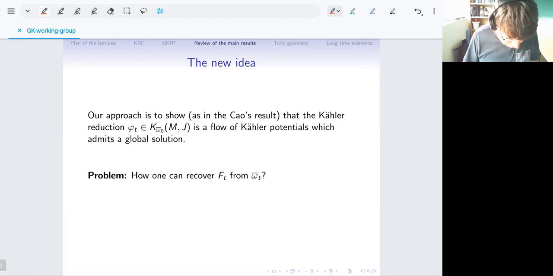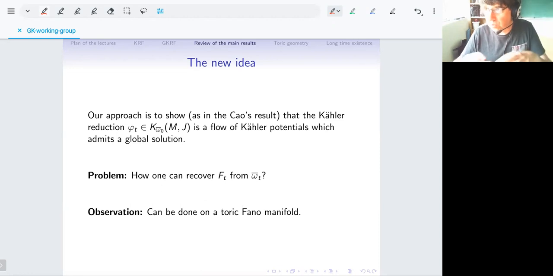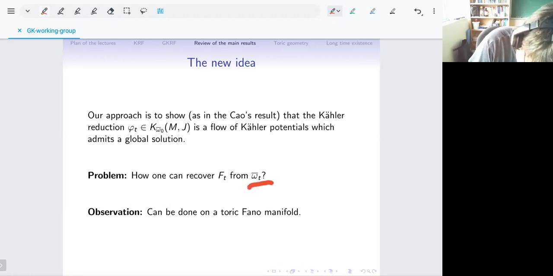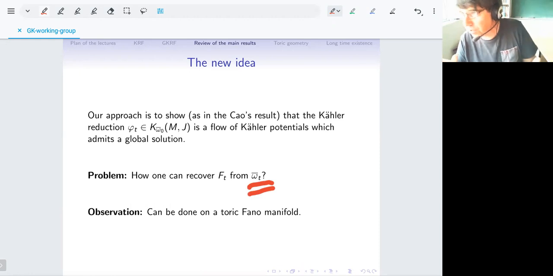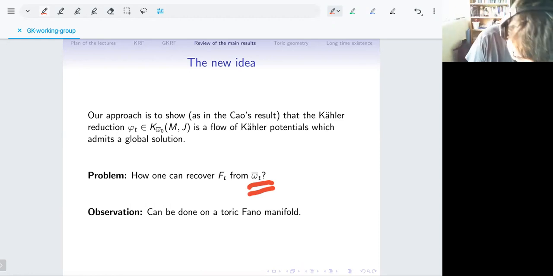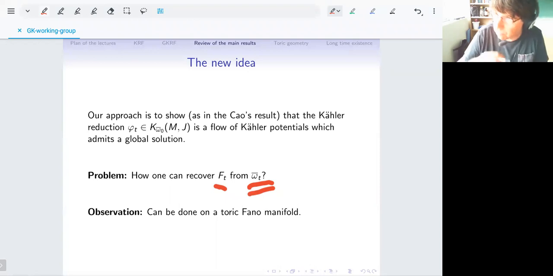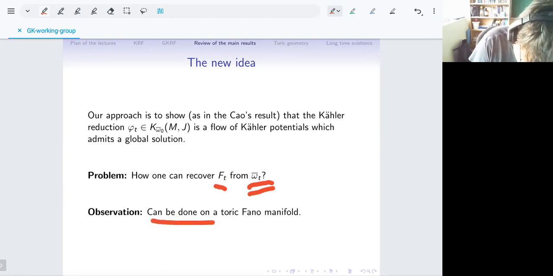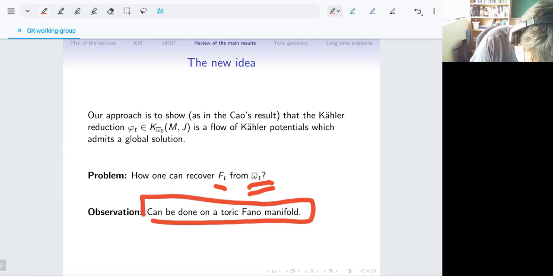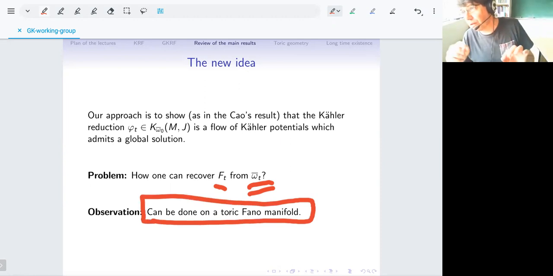well, so let me probably project everything. Of course this new idea would work if you could really say something about this solution. So in general, it's completely implicit. But if you could link or kind of recover the initial flow from this Kähler reduction, then you probably could say something. And that's I guess our main point: we will observe, and I will discuss this in detail next time, that this can be done in the toric case.